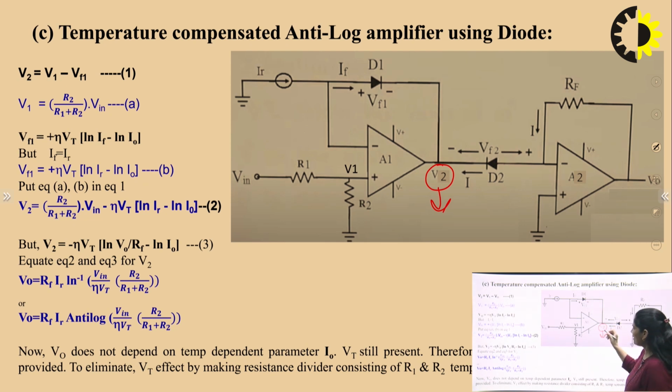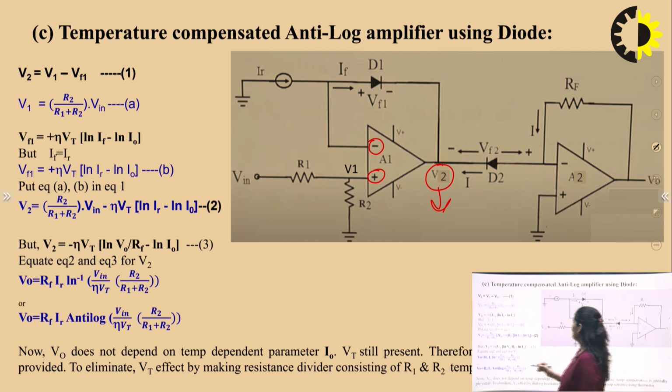So how can we find out V2? You can see this circuit diagram. V2 is the difference of the inverting voltage and the non-inverting voltage. So V2 is equal to V1 minus VF1, because V1 is connected at the positive terminal and VF1 is the voltage connected at the negative terminal. So we can write this equation, V2 is equal to V1 minus VF1. This is equation 1. In this equation, we have to find out V1 and VF1.